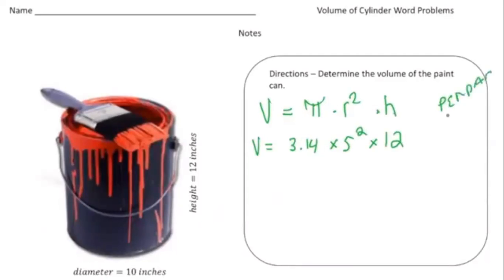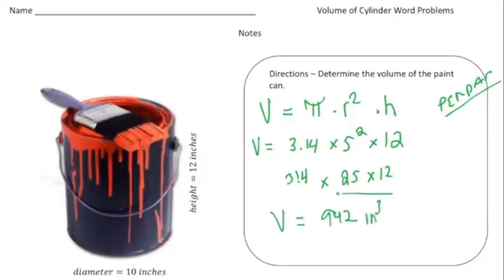So we need to follow the order of operations to now solve it. So I'm going to do 5 squared first. So 5 squared is 25. So it's 25 times 12 times pi. And it's totally fine to use a calculator for this. So when I do 3.14 times 25 times 12, I get a volume of 942. That's going to be cubic inches of paint. So that is the capacity of the can to hold the paint.